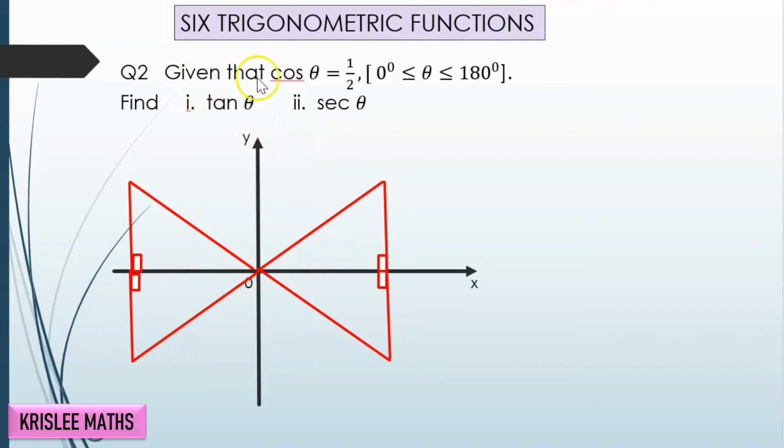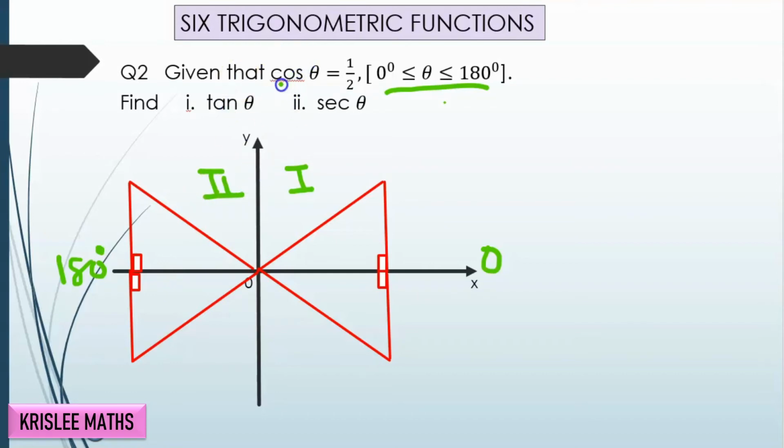Question 2. Given that cos theta equals 1/2, that is the first information. And the second information given here, theta lies between 0 and 180 degrees. So we start at 0 here, you move anti-clockwise until you reach 180 degrees. Meaning that we have quadrant 1 and quadrant 2 involved in this question, and you have to choose the correct quadrant.